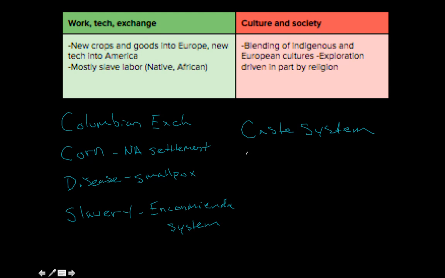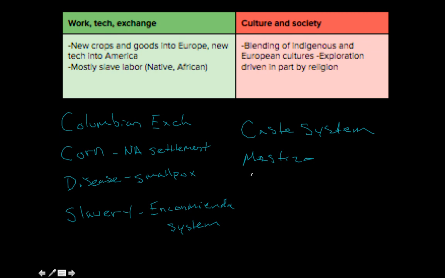With that, we get terms like mestizo. Sorry, that's kind of ugly there. That's an E, mestizo. Mestizo, describing somebody who is native and Spanish mix, ethnically mixed.